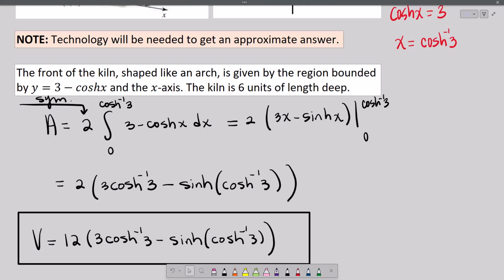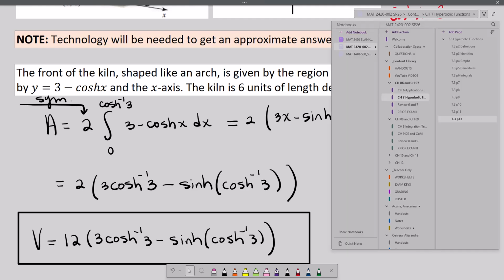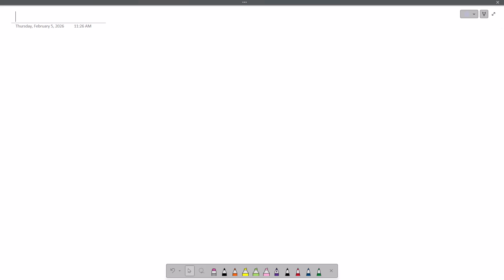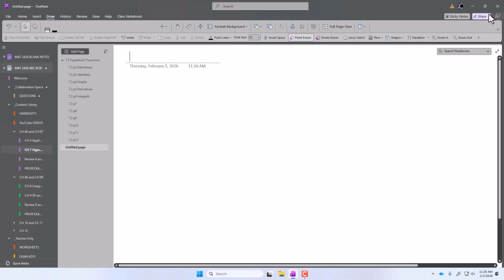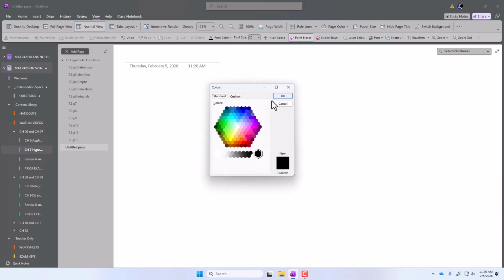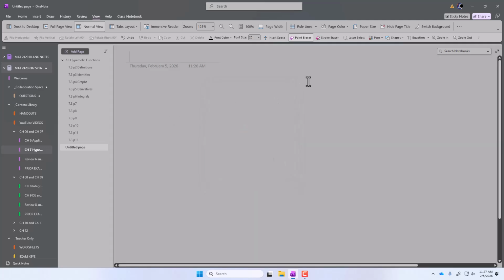So now I can start asking you some questions. Here's my first question. Ooh, that's so bright. Here is my first question, after I modify this page so that it's not blinding me. Let's see, view. Let's get it to be grayish. A little less painful.